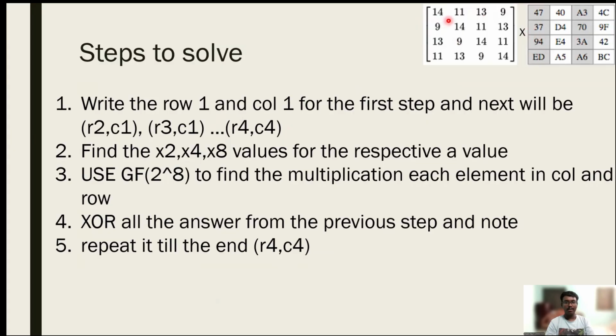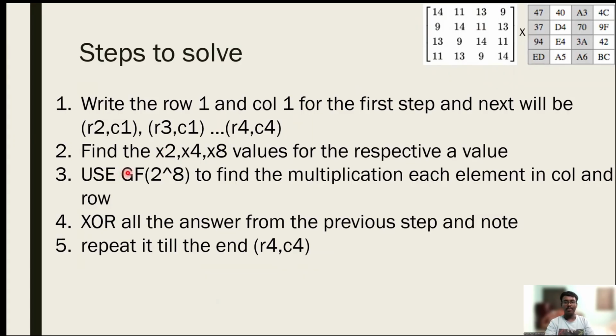So likewise, we are going to multiply it. We have seen the steps of what we are going to do. We are going to find the x2, x4 and x8. We just left shift it, and if the MSB is 1, we XOR with 1B. If it is not 1, we leave it as it is, just the left shift.